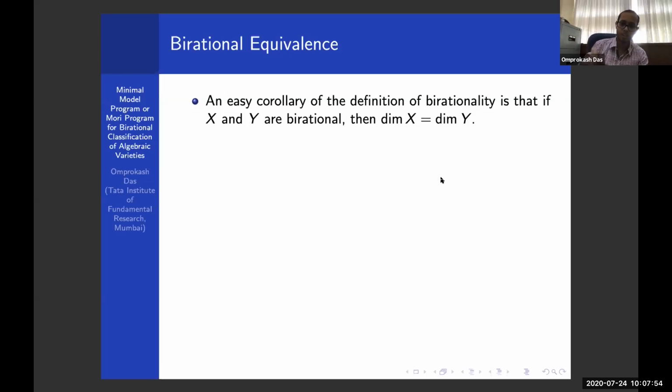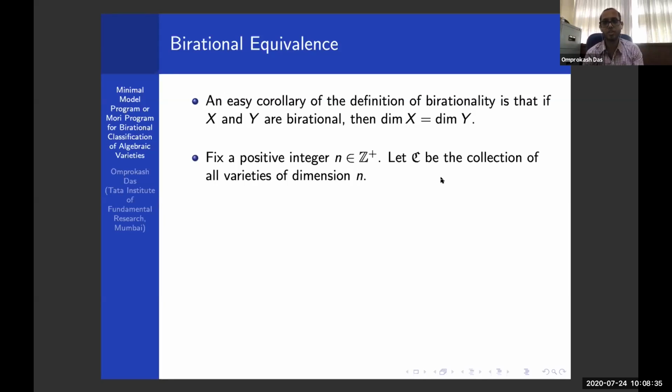An easy corollary of the definition of birationality is that if two varieties are birational, their dimensions must be equal. Why? Well, dimension can be described algebraically as well. Remember, two varieties are birational if and only if their function fields are isomorphic as K-algebras. Now, if you recall from Hartshorne or any other book where you learned your basic algebraic geometry, the dimension of a variety is also the transcendence degree of the function field over the base field K. So if they have the same function field, the transcendence degrees over K are equal. Therefore, the dimensions are the same.